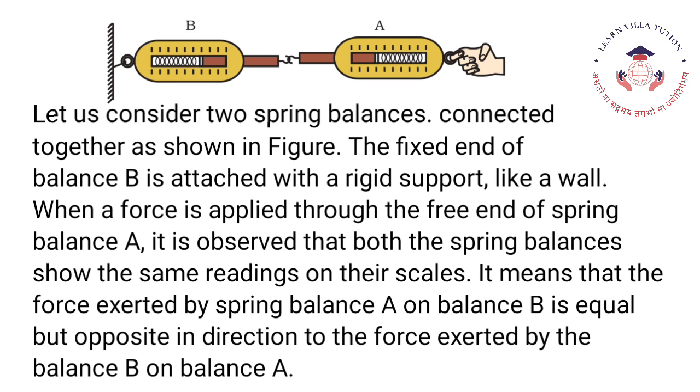Let us consider two spring balances connected together as shown in the figure. The fixed end of balance B is attached with a rigid support, like a wall. When a force is applied through the free end of spring balance A, it is observed that both the spring balances show the same readings on their scales. It means that the force exerted by spring balance A on balance B is equal but opposite in direction to the force exerted by the balance B on balance A.